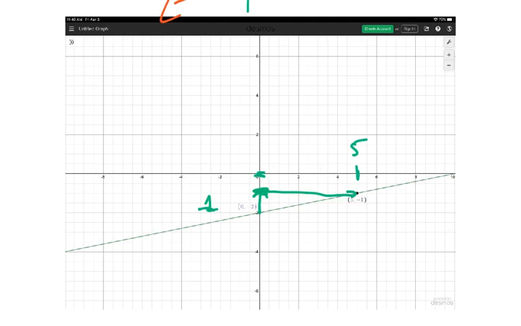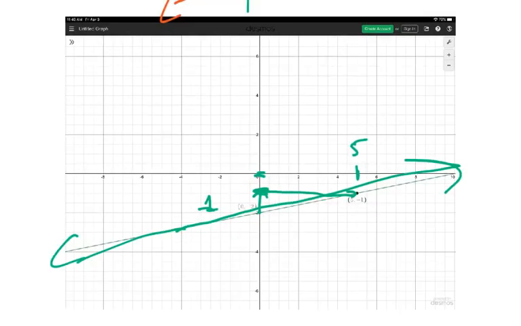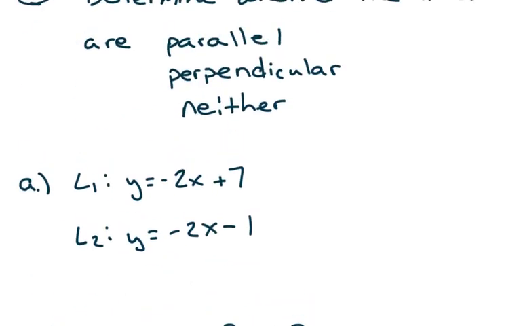Notice also that the line is going up here because it is a positive slope, whereas in the previous question it's going down because it's a negative slope. Alright, let's look at what's next.